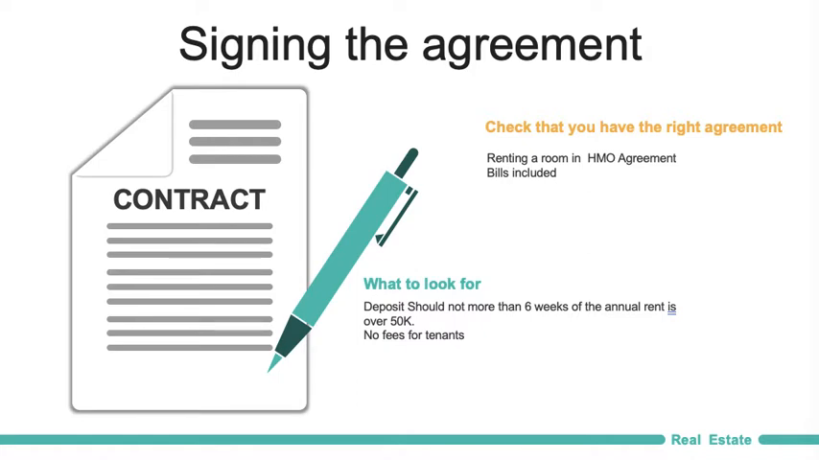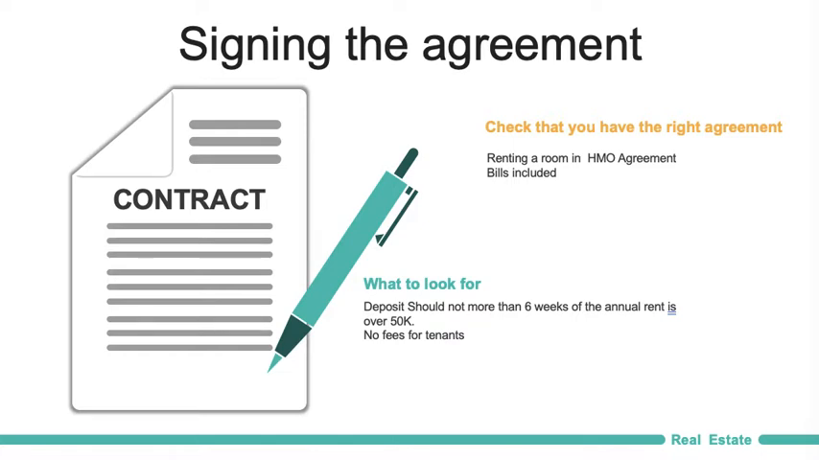Okay, and a few other things I want to discuss with you. When you use a tenancy agreement, if you're not going to use ours and you want to use another one, you have to look at the agreement and make sure that it's designed specifically for HMOs and for renting one room in the agreement.